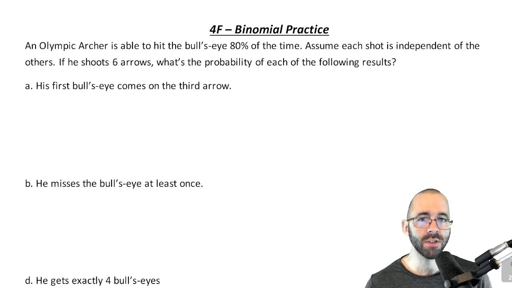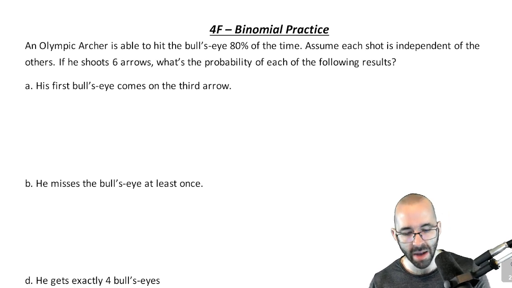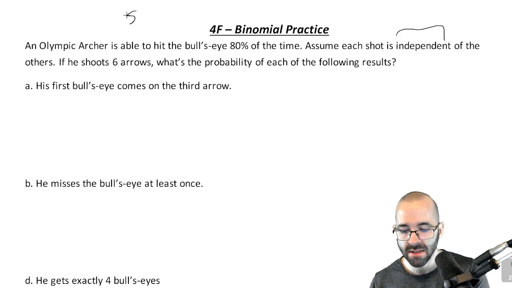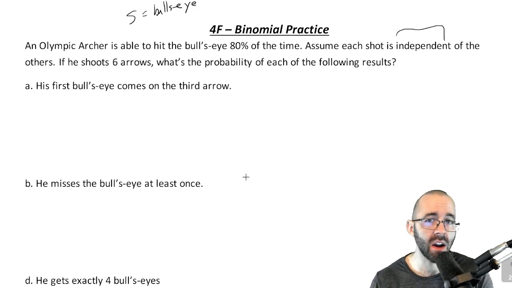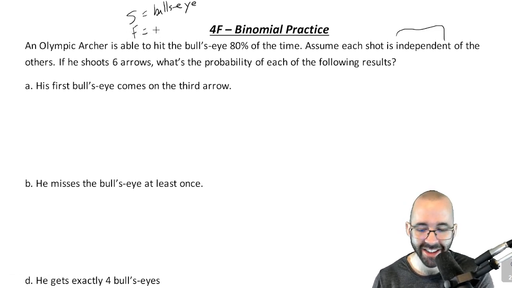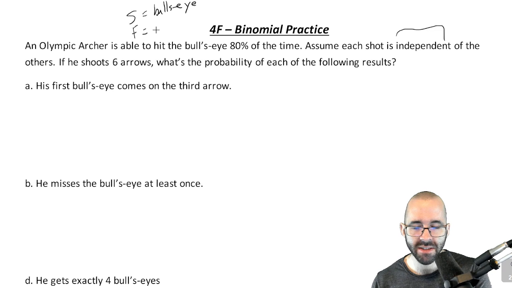So we have an Olympic archer. They can hit the bullseye 80% of the time, assuming each shot is independent. Okay, we have independence. We know we have either success or failure. Success is going to be hitting the bullseye. And again, you can define success or failure however you want, both in this class and in life. And failure is not just hitting the target. Failure is just not the bullseye.